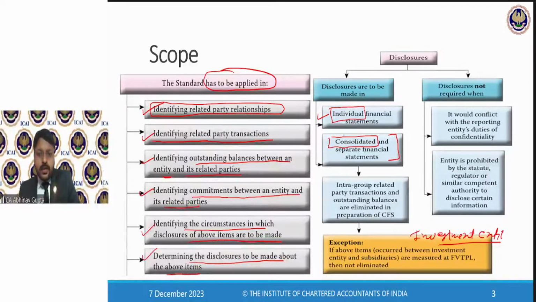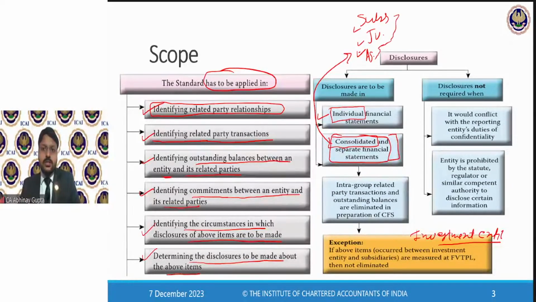Now, in case of consolidated financial statements, because we consolidate subsidiaries, JVs and associates, whichever transactions are getting eliminated while preparing the consolidated financial statements, those transactions or those relationships are not required to be disclosed in the consolidated, because consolidated financial statements are for a group, and the group includes all the subsidiaries together. So they are treated as one legal entity. So we cannot disclose the transactions among themselves, right?